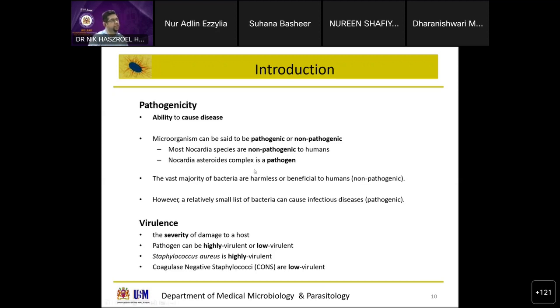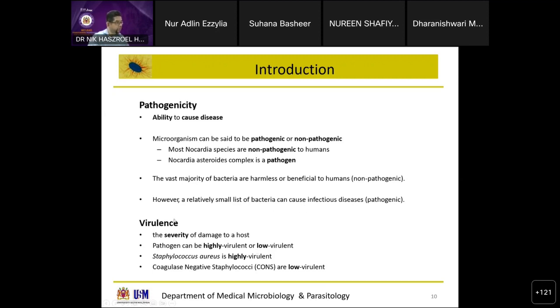So for example, most Nocardia species are non-pathogenic. There are almost 200 Nocardia species, and most of them are non-pathogenic. But a certain few species from the Nocardia genus, like the Nocardia asteroides complex, are pathogens. That's how we talk about organisms. The vast majority are harmless, non-pathogenic, and a relatively small list, like these few species, are pathogenic.